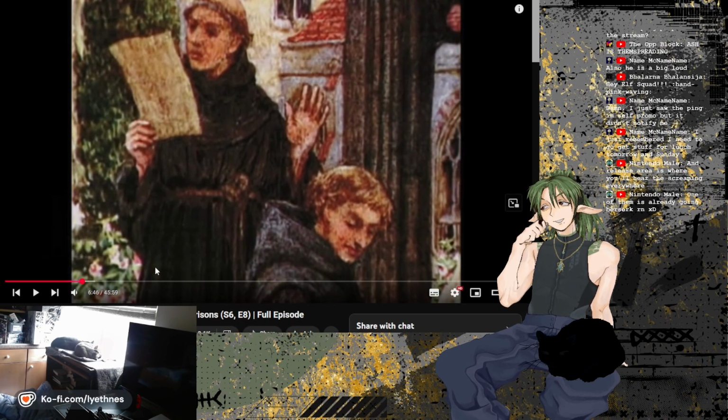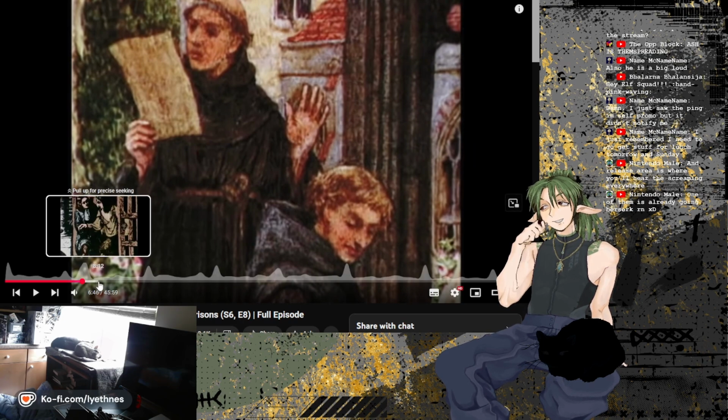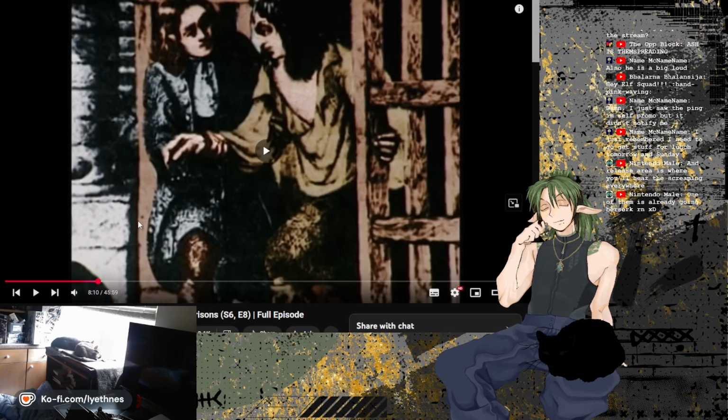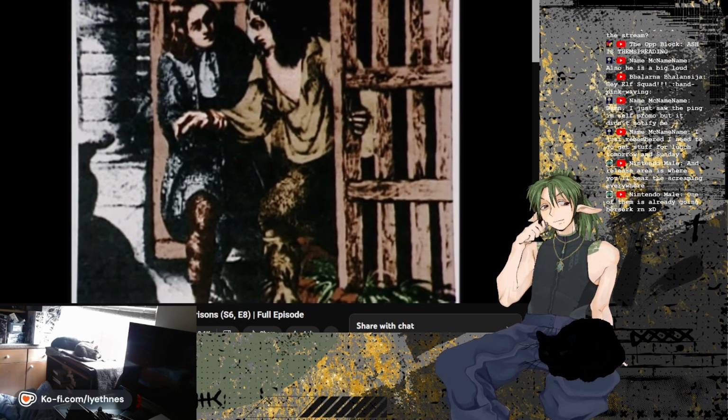Okay, so this one talks about monks' punishments, and then we're going to go to secular prisons, and the development of public law.